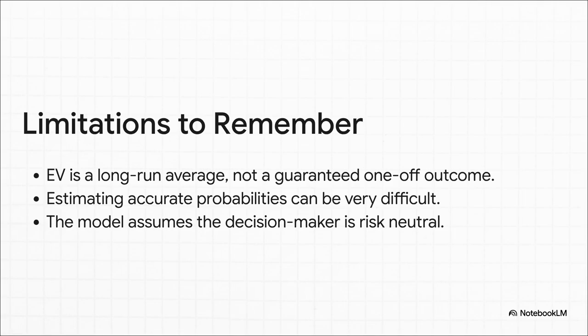And look, the model does have its limits. That $155,000 isn't a guarantee of what you'll get. It's a long-run average, like if you could repeat this exact decision 1,000 times. But for a one-off choice, your real outcome is going to be one of those specific branch endings, not the average. Plus, the whole thing is only as good as your probability estimates. And let's be honest, that could be incredibly tricky to get right.